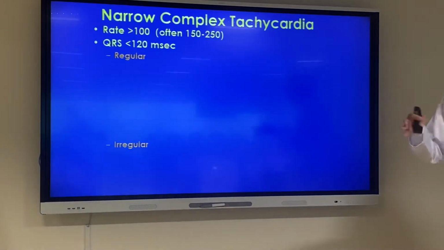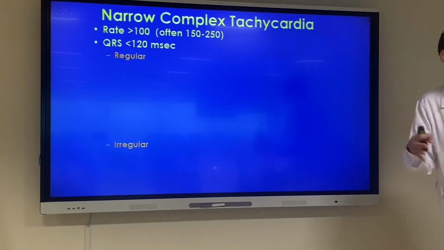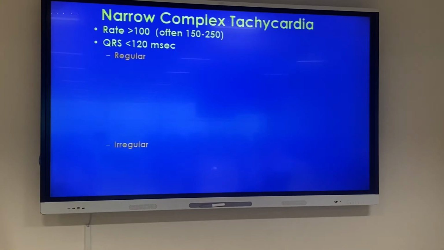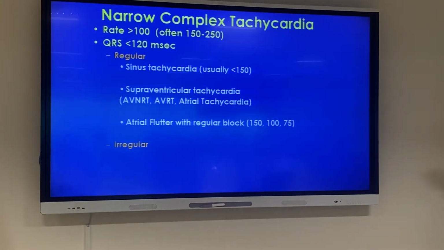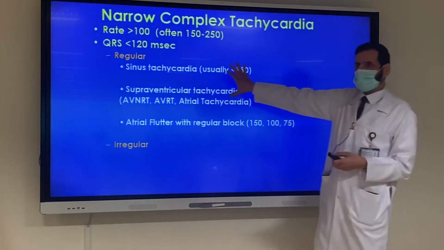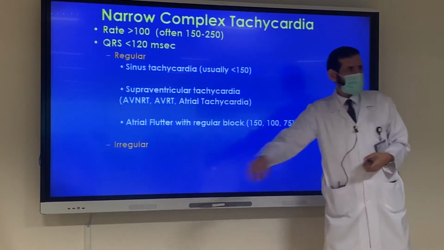supraventricular tachycardia. Remember, all SVTs are regular. Supraventricular tachycardia, atrial flutter could be regular. So with regularity, we narrowed our differential diagnosis to this. Irregular, atrial fibrillation.